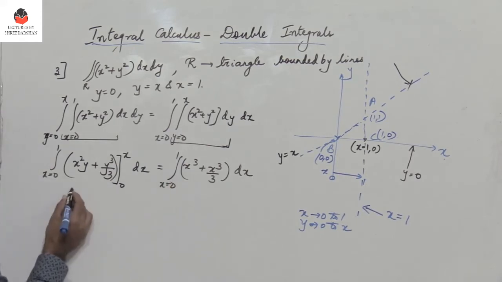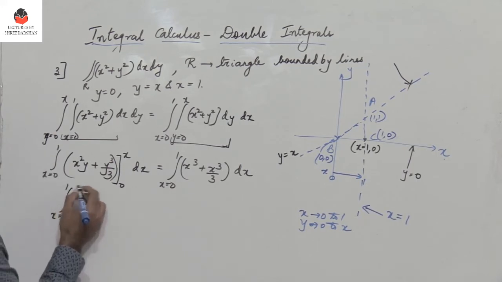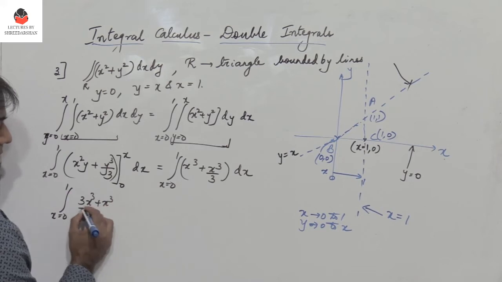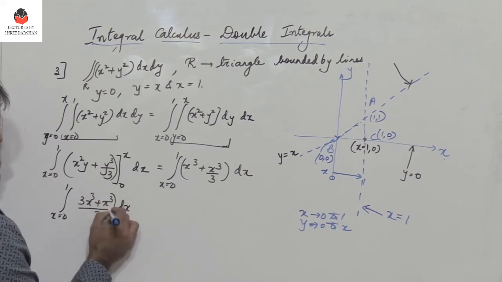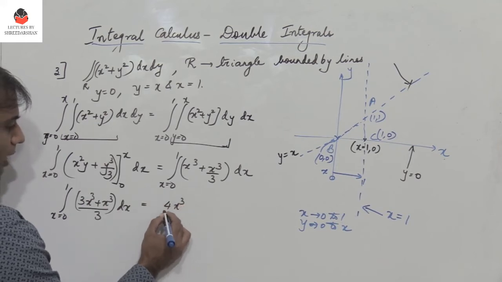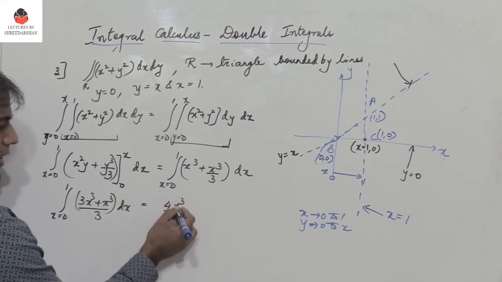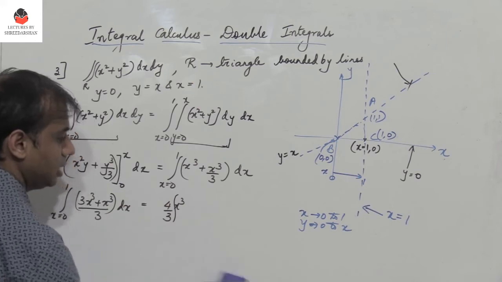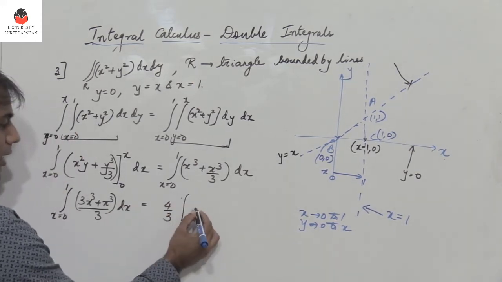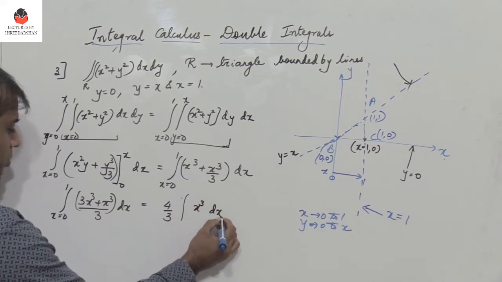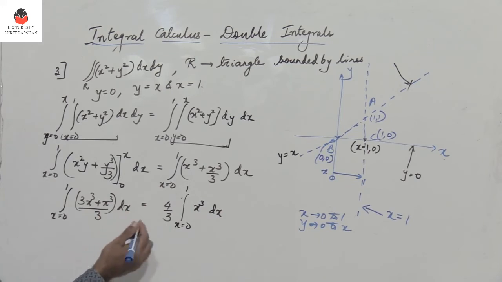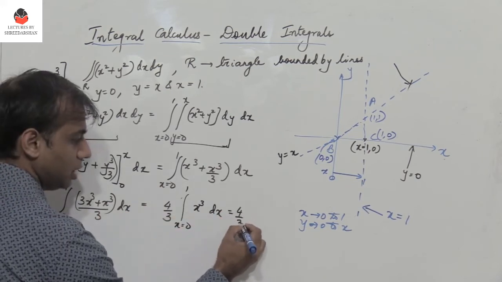So if I take the LCM, I get x varying from 0 to 1. So this is 3x cube plus x cube by 3 dx, which is 4 x cube by 3. Okay, so let me take this outside. 4 by 3, I take it outside the integral. So it is 4 by 3 x cube dx, where x varies from 0 to 1. So now I integrate this. So you get 4 by 3.